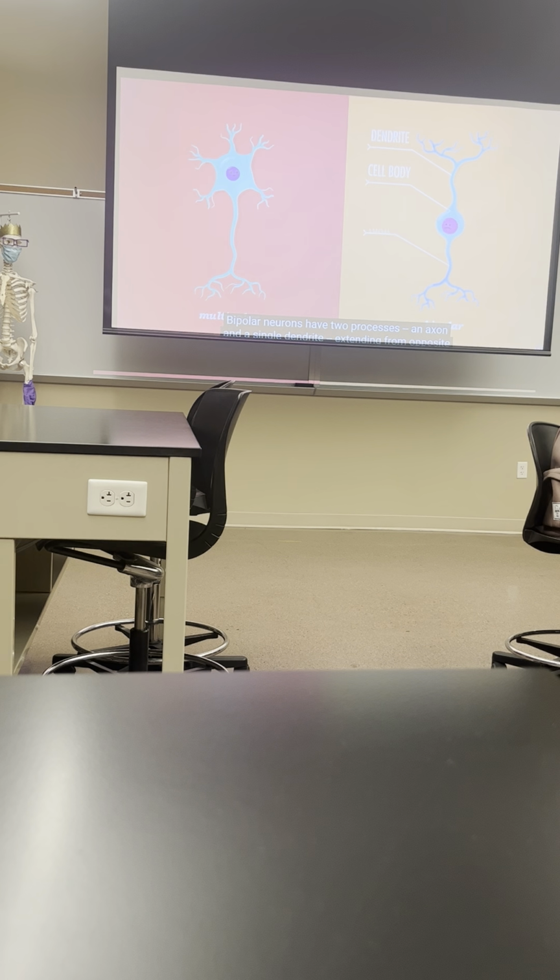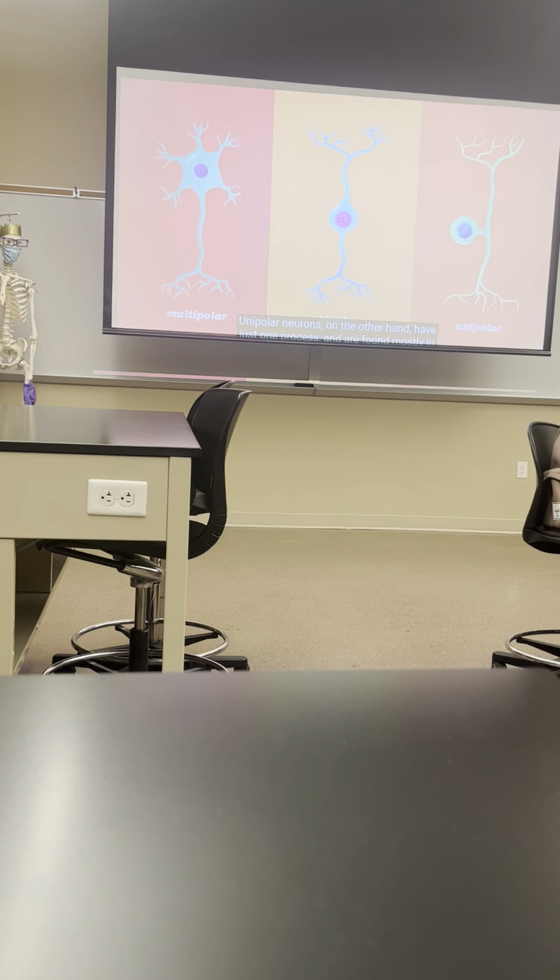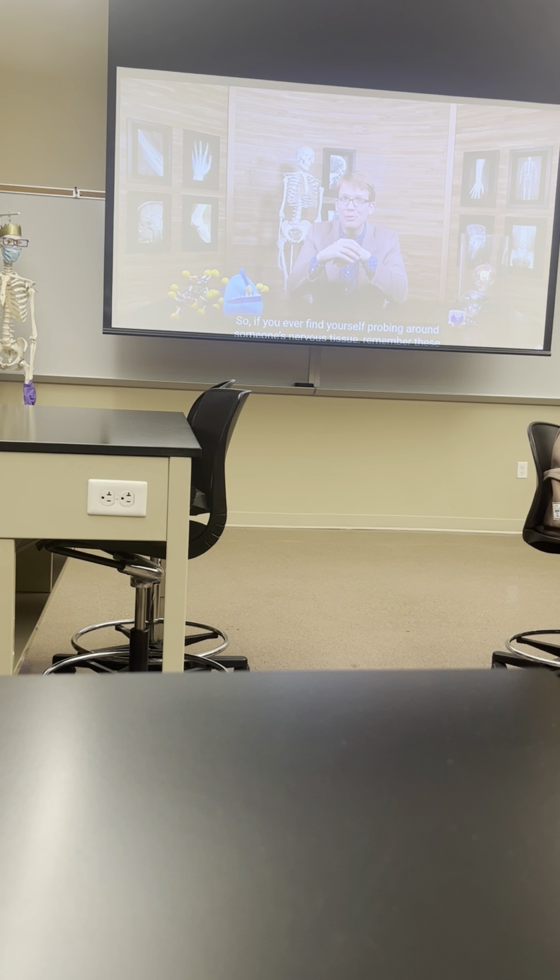Bipolar neurons have 2 processes, an axon and a single dendrite, extending from opposite sides of the cell body. They're pretty rare, found only in a few special sensory places like the retina of your eye. Unipolar neurons, on the other hand, have just 1 process and are found mostly in your sensory receptors. So if you ever find yourself probing around someone's nervous tissue, remember these 3 terms to help you figure out what you're looking at.